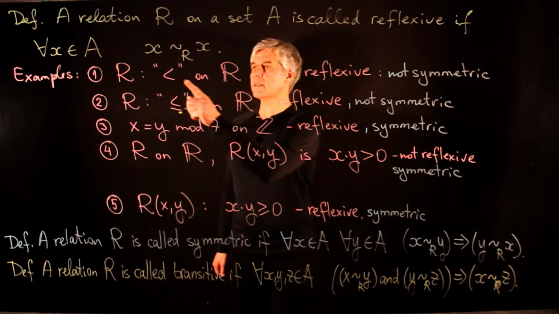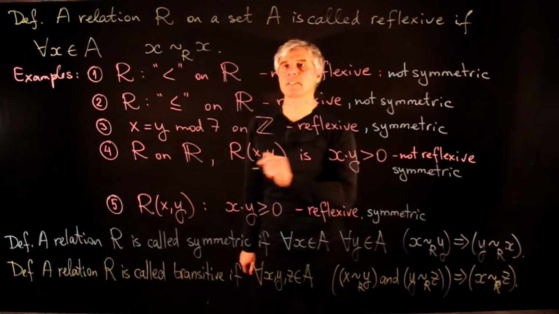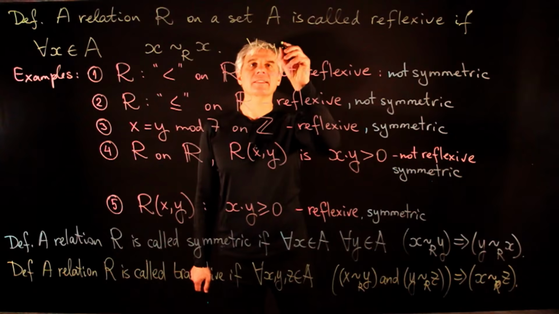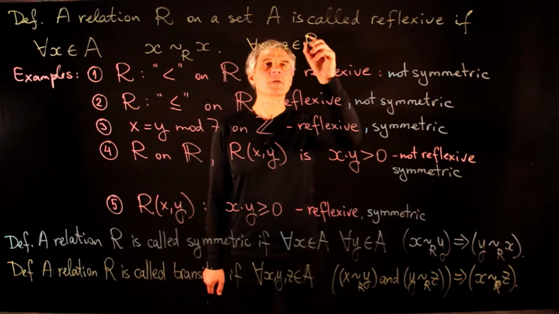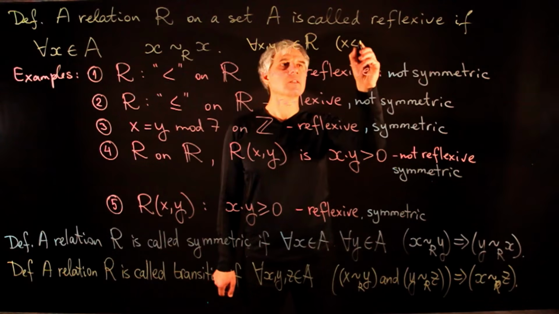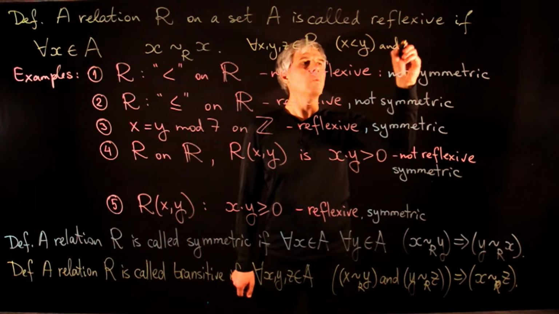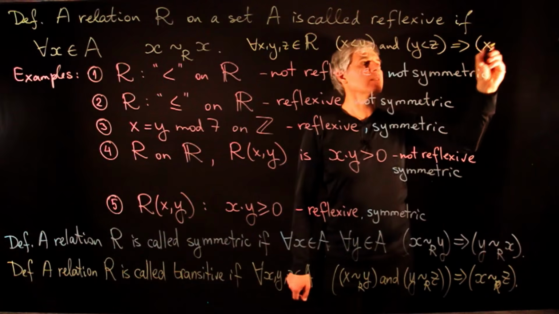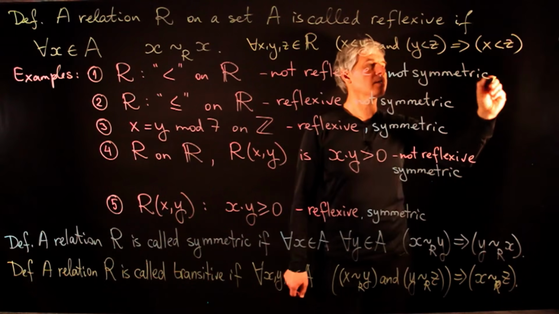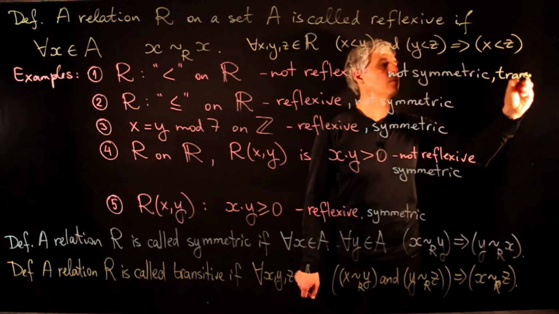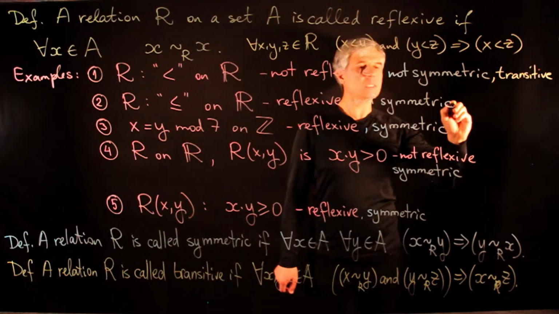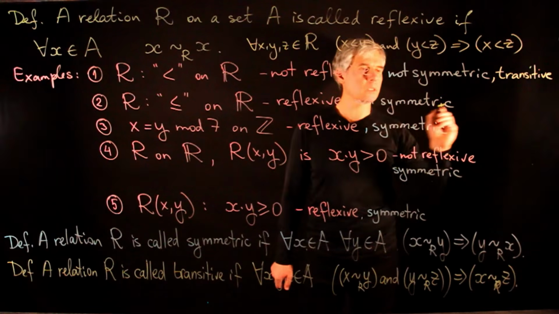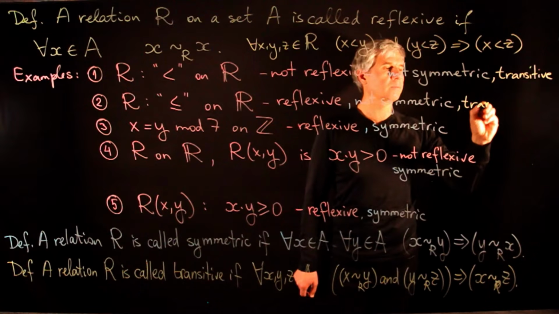Now let us look at transitivity of the relation less than. Here we have that for all x, y, and z in the real numbers, if x is less than y and y is less than z, this implies that x is less than z. So this tells us that this relation is transitive. And the same applies to the relation less than or equal to. Exactly the same argument holds, so this one is transitive as well.